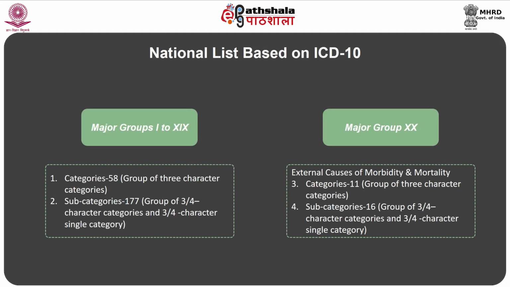National List based on ICD-10. Major groups 1 to 19: 1. Categories 58, group of 3 character categories. 2. Subcategories 177, group of 3-4 character categories and 3-4 character single categories. And major group 20, external causes of morbidity and mortality: 3. Categories 11, group of 3 character categories. 4. Subcategories 16, group of 3-4 character categories and 3-4 character single categories.